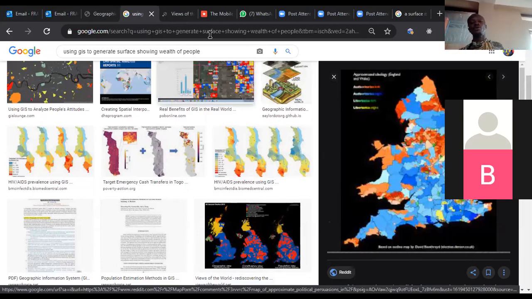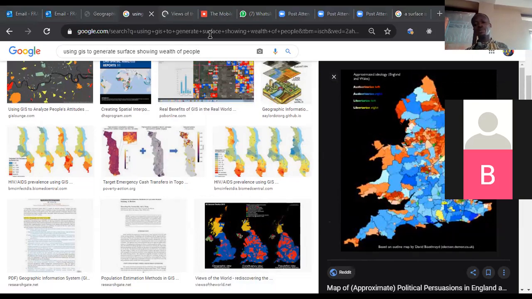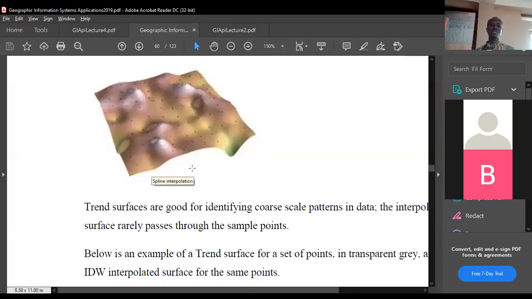Let me just go back. I don't want to belabor the point, otherwise, if this doesn't come in the exam, you'll be disappointed. Okay, so let me leave it. But you can actually have a surface that shows how rich people are. That's what I wanted to show you. I didn't get a good example.